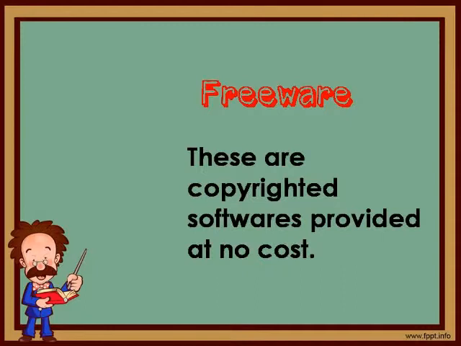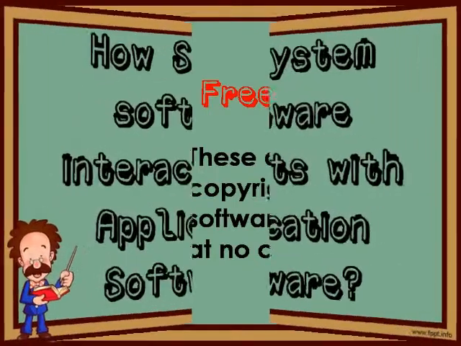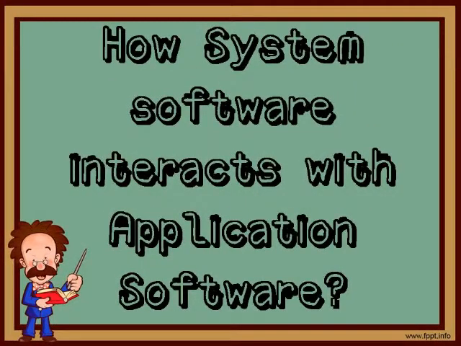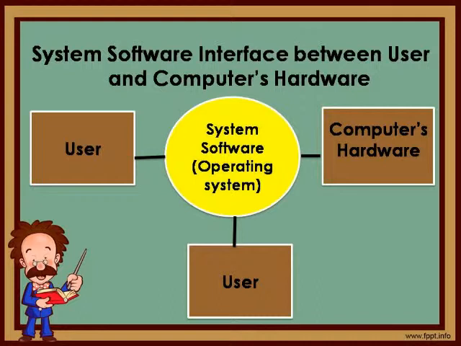Now, let's talk on how the system software interacts with application software. System software serves as an interface between the user, the application software, and the computer's hardware. Before the application software can be run, the operating system, which contains instructions that coordinate the activities among computer hardware devices, must be loaded from the hard disk into the computer's memory.